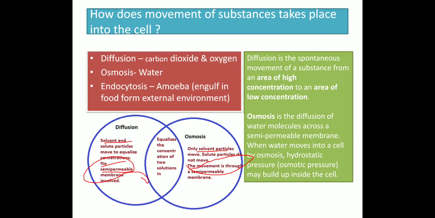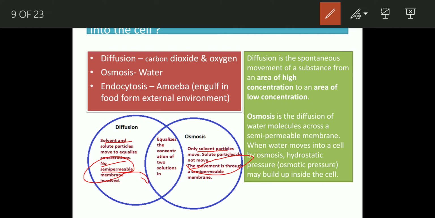And the transfer of water, the solvent part, takes place by the process of osmosis. Osmosis is just diffusion, the same as diffusion, but it is the transfer of water molecules through a semi-permeable membrane. Actually, when water moves into the cell by osmosis, hydrostatic pressure is developed. It's called osmotic pressure inside the cell.